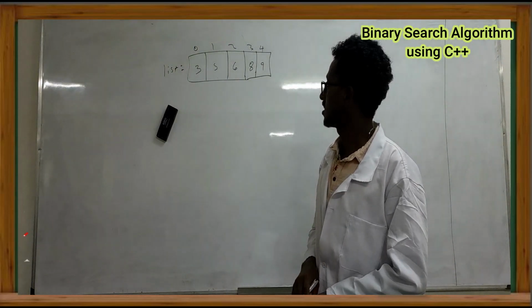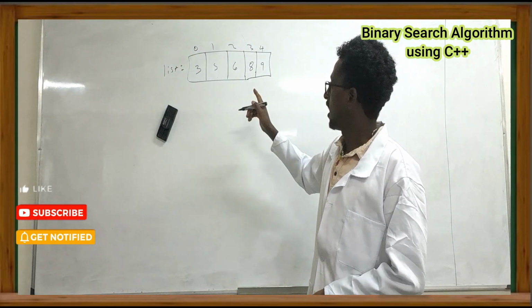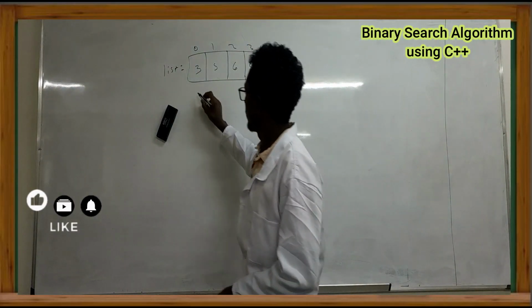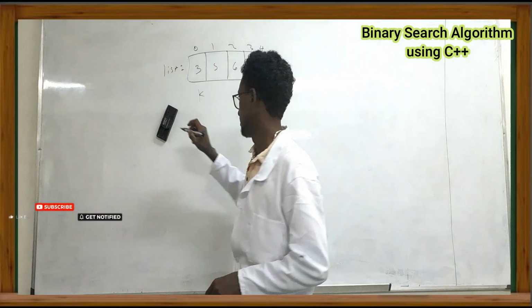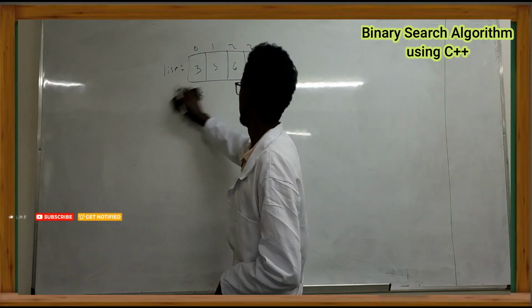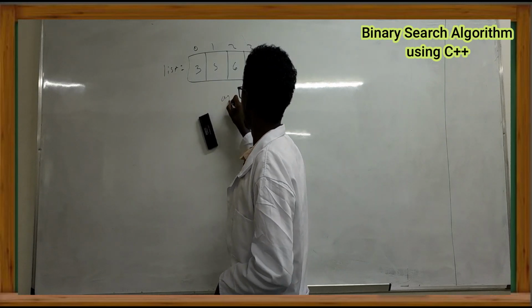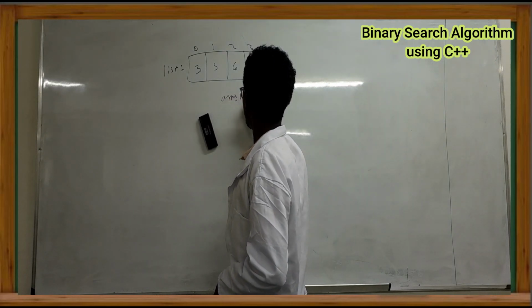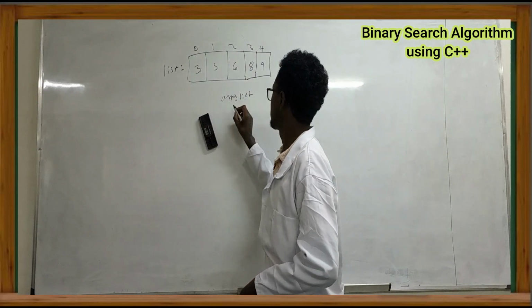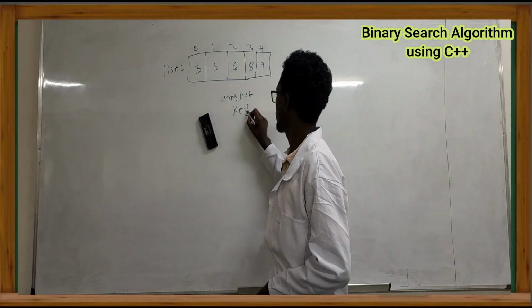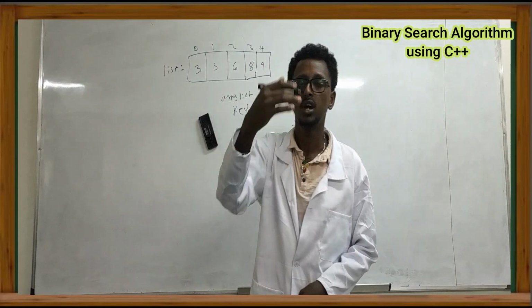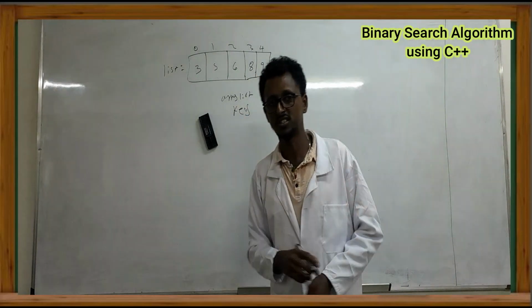So the list is already in increasing order, and for the function we pass two parameters. The first one is the array list, and the second one is the required target key, the key that we want to find in the list.